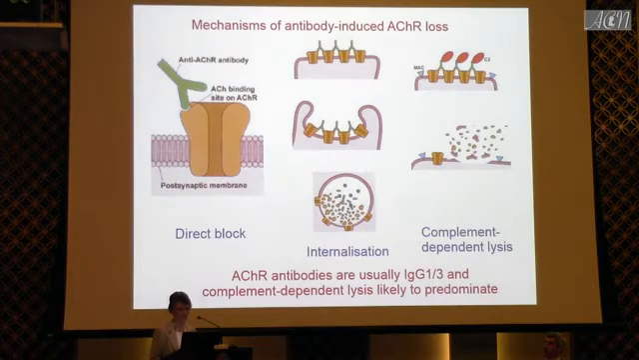But at the same time, another probably more important mechanism is that many of the antibodies, because they cross-link, can activate complement. That leads to the membrane attack complex, which breaks down the muscle membrane, releases acetylcholine receptors, and destroys the morphology of the junction. So that's probably the most important mechanism. And these antibodies are usually the IgG1 and 3 antibodies, which are the ones that activate complement. So I suspect that mechanism predominates.